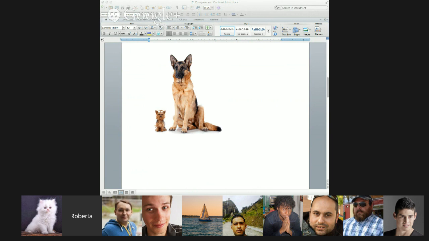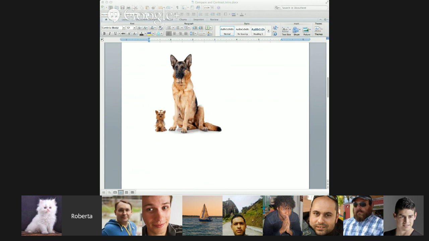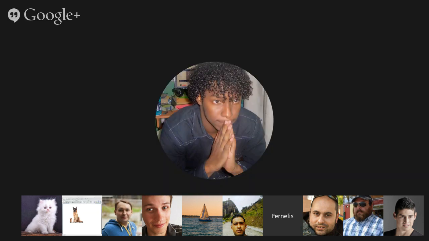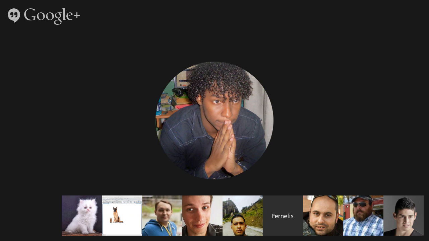Another difference that I can see is the taller dog is a different kind of dog. It's not the same. Yeah, they're two different types, right? You can say there are two different breeds of dogs. Different breeds. Can you type that on the chat, please?